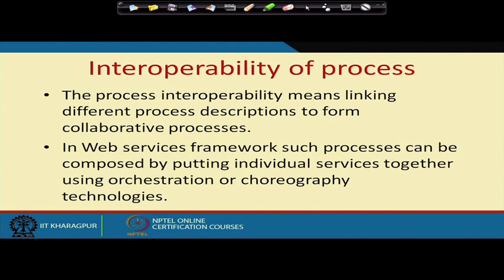Then the fourth is the interoperability of process. This process interoperability means linking different process descriptions to form collaborative processes. In this context, while interoperability of service requires integration of 2 nodes in a workflow, by interoperability of process we mean integrating all the nodes in a workflow, so that one entire business process can be conducted. For this, we will be talking about how the web services framework is extended to handle complete automation of a business process, a complete automation of a workflow.